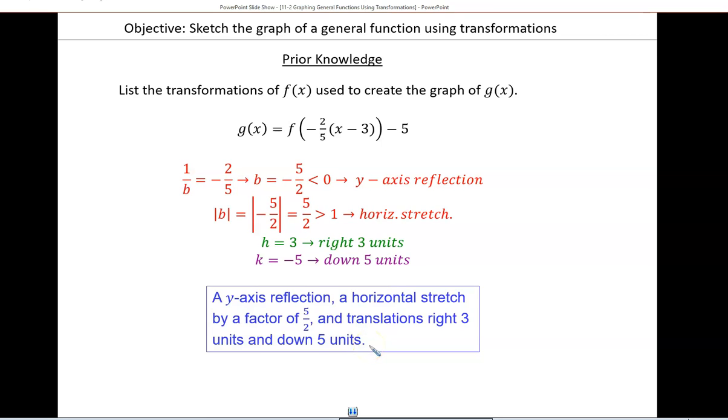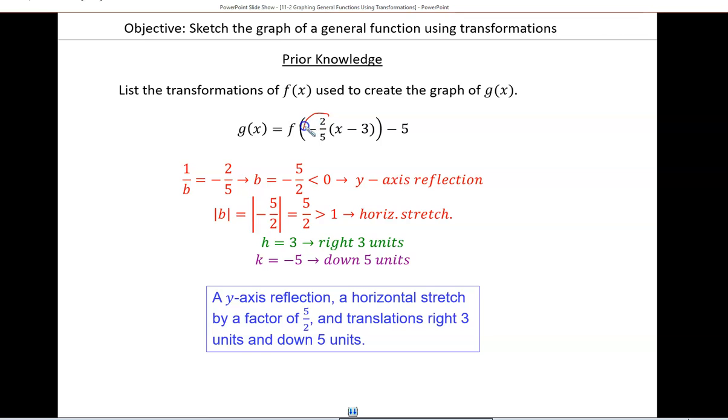All right, hello. So in this lesson, we are going to take what we've already talked about for identifying transformations, including those for our new parameter 1 over b, and apply them to creating a graph of the transformations for a particular function. So here, this just kind of summarizes much of our new stuff.